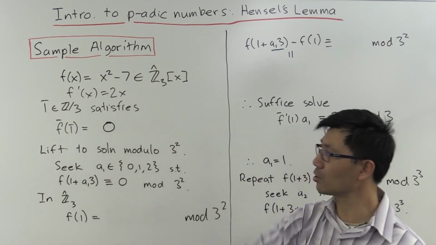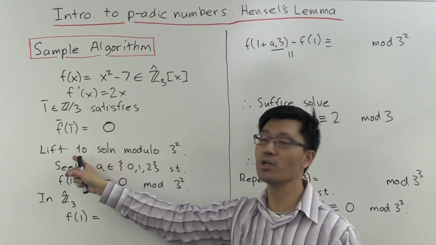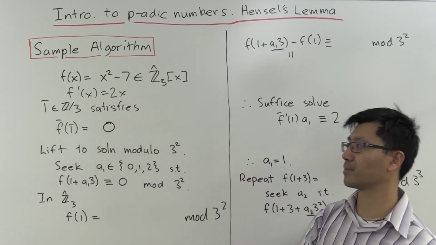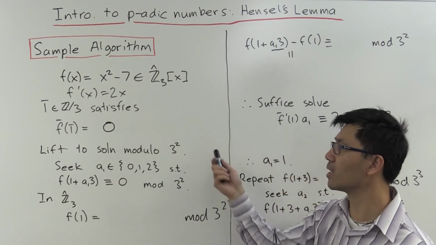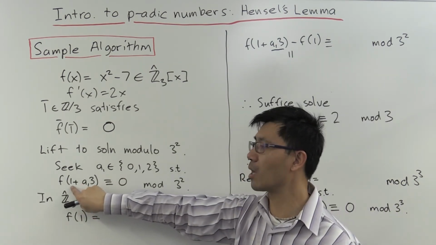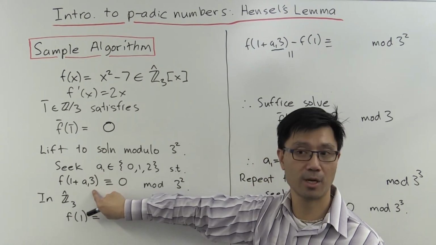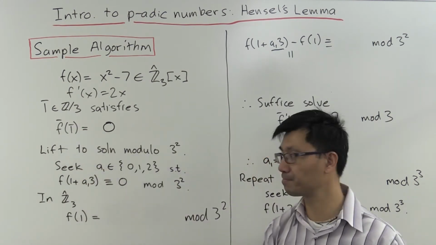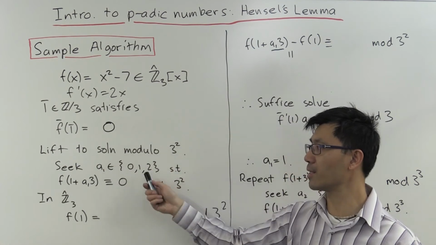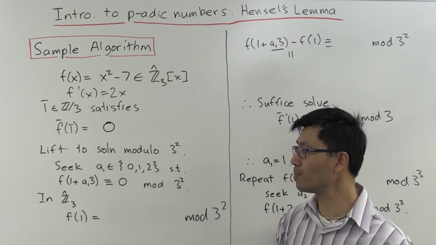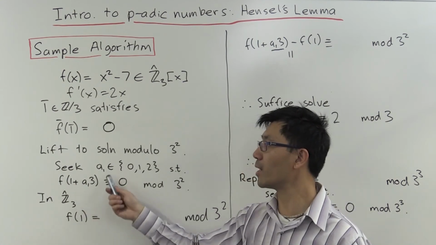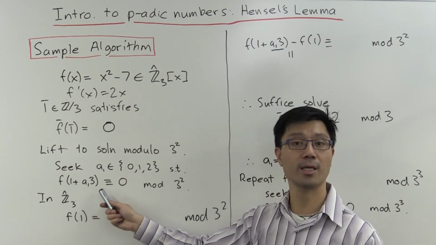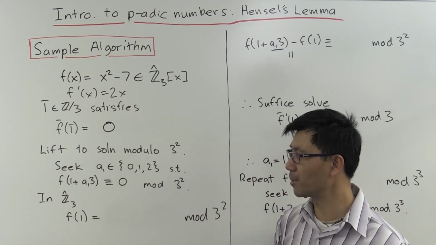So we know this is a solution modulo 3. And to get a 3-adic solution, we'll work bit by bit. What we'll do first is lift this solution modulo 3 to a solution modulo 3 squared. So how do we do that? Well, it's got to be a lift, so it has to be 1 plus some multiple of 3. This makes sure that if you reduce this modulo 3, you get back this solution. So we're going to pick a1, some number which is either 0, 1, or 2, and we want to pick it so that f of 1 plus a1 times 3 is congruent to 0 modulo 3 squared.